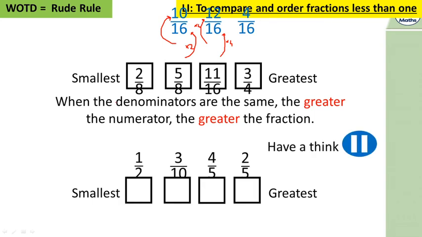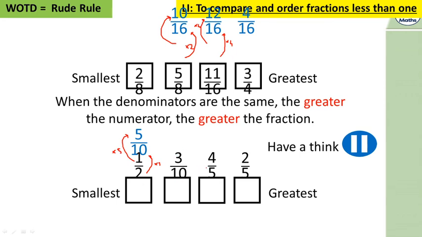Okay, next question. Same again. How can you change those denominators so they're all the same, so you can compare them and put them in order from smallest to greatest? Okay, so if we make them into tenths, 2 times 5 is 10. 1 times 5, whatever you do to the bottom, you do to the top, is 5. So 1/2 is worth 5/10.